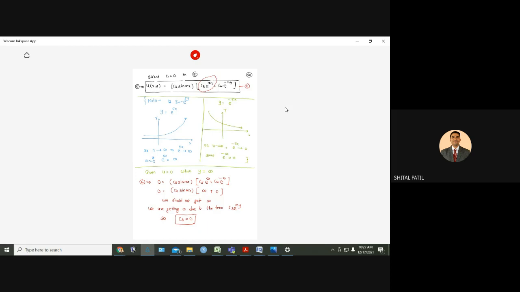Let me go to page number 43. Can I change it now? Then substitute c3 equal to 0 in equation 6. Correct, absolutely.